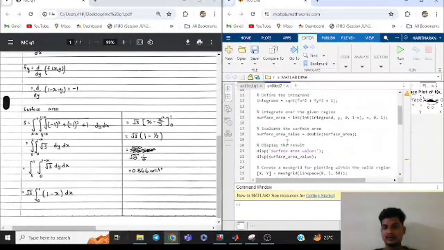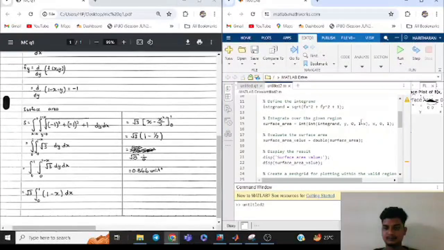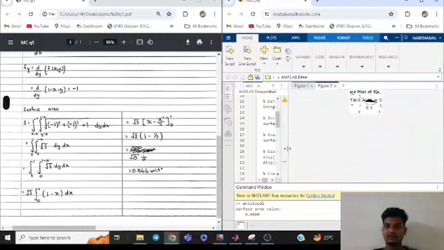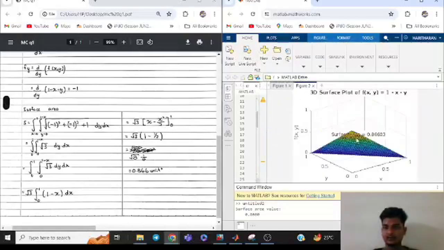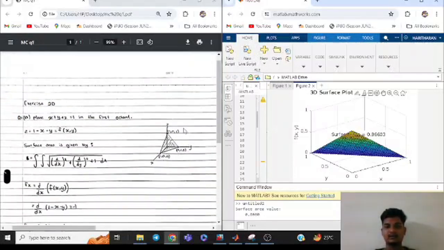After I run the solution, I get the surface value, which is the same as my manual calculation, and the 3D graph result, which is 0.66 also, the same as my manual calculation and the graph that I plot.